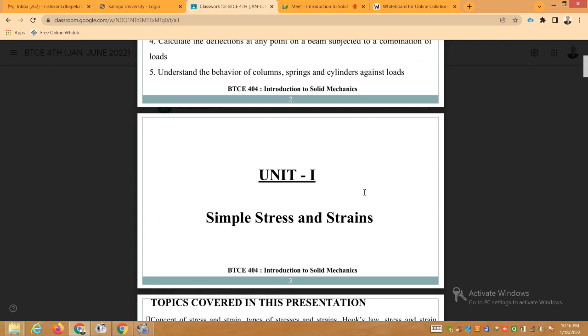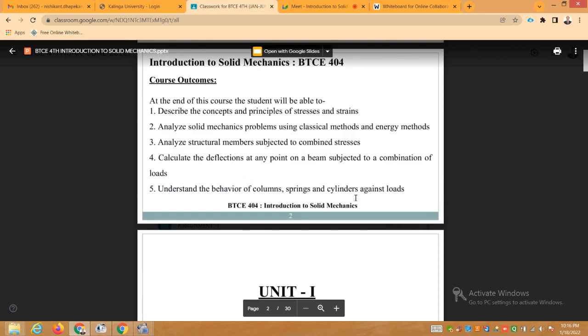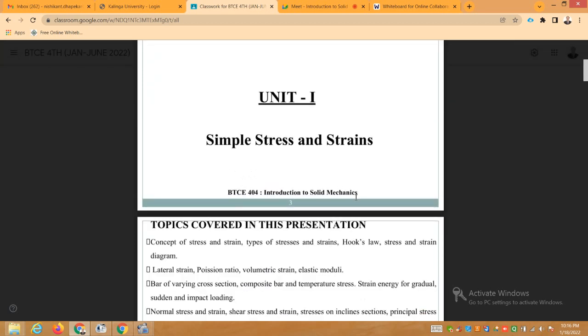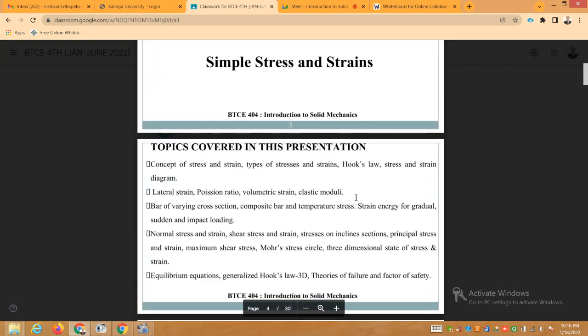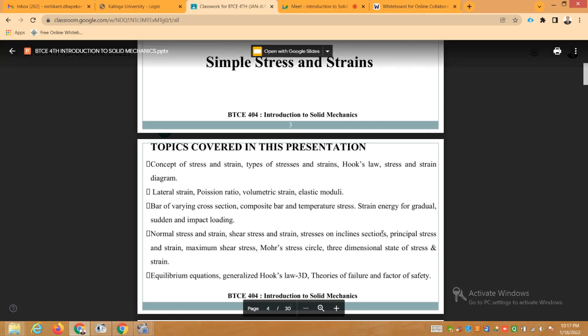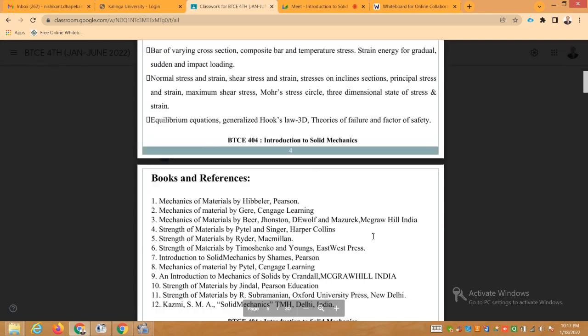We are dealing with the simple stress and strain. In this, we will discuss various concepts of stresses and strains, Poisson's ratio, and we will try to solve some numericals related to temperature stresses, strain energy, Mohr's circle, generalized Hooke's law. All this we will try to cover in this first unit.